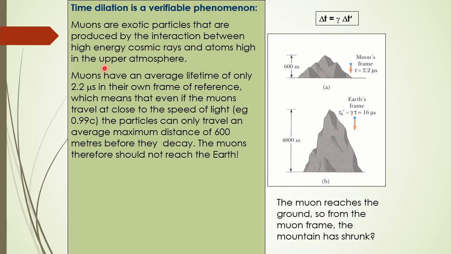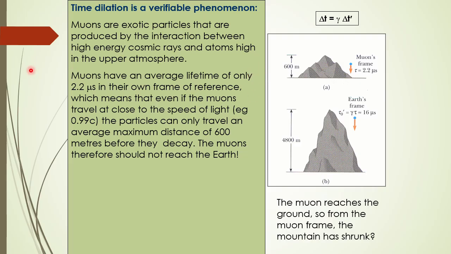Which means, right, after they collide with the atoms in the high upper atmosphere, they should decay within 2.2 microseconds and should never ever reach the surface of the Earth. This is because this amount of time is not long enough, even if they move close to the speed of light, to reach the surface of the Earth, right? They will only travel 600 meters, right? So the muons should not reach the Earth, right?